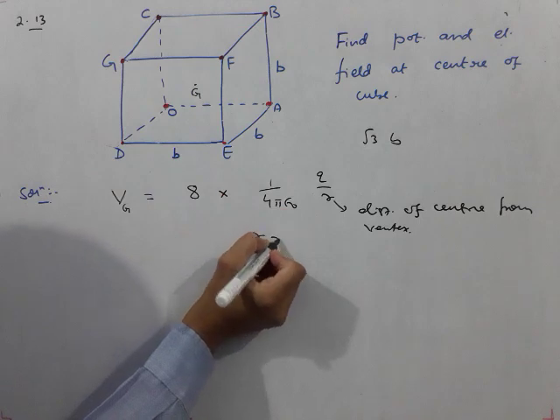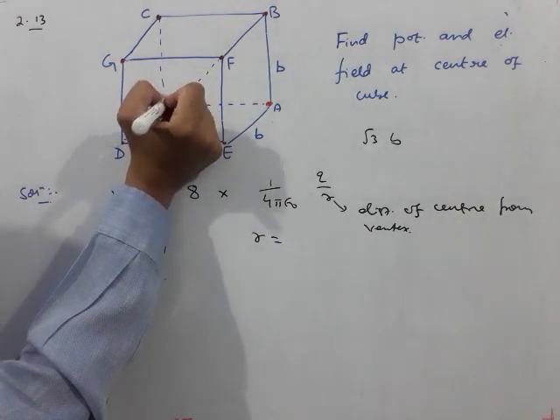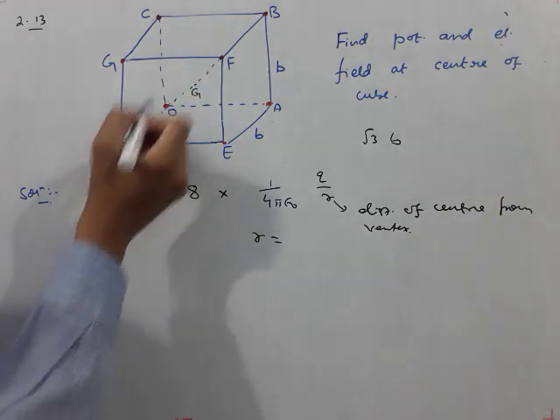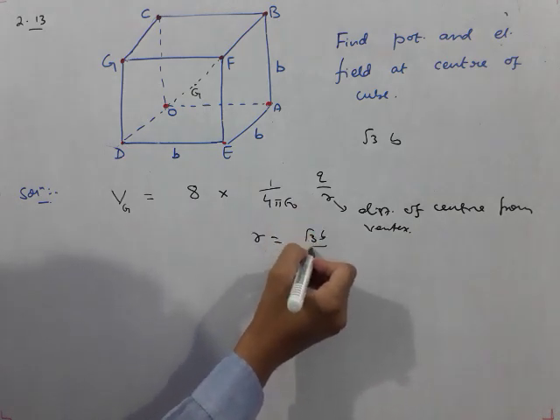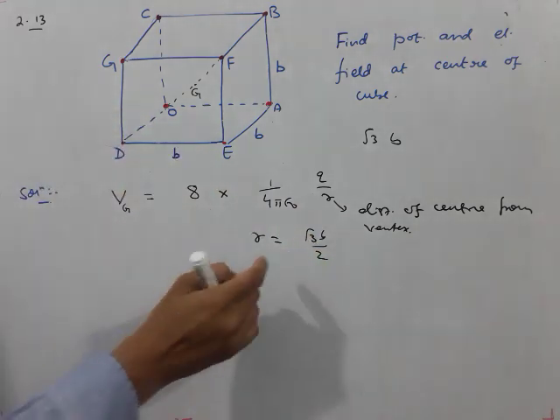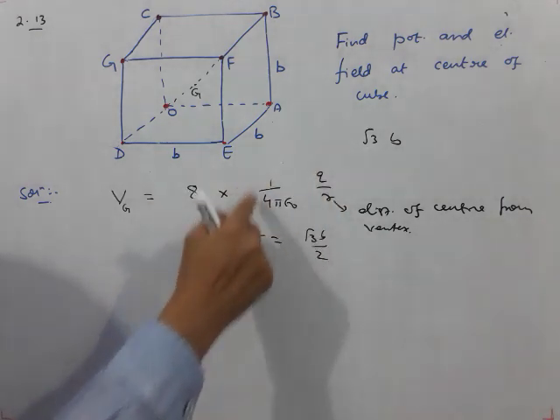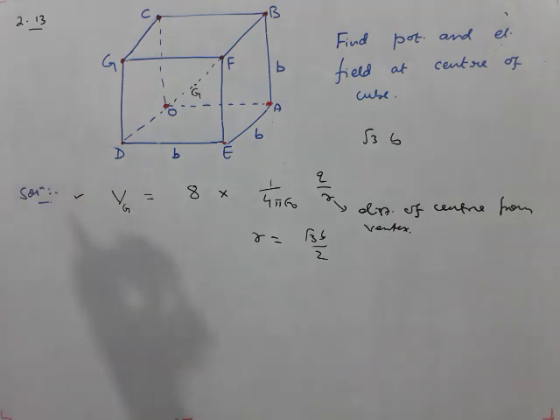So R will be half the diagonal. Diagonal is this distance from O to F or from D to B, like that. And half of that will be root 3b by 2. So this value you have to put here, and then that is the potential due to one charge. If you multiply by 8, you will get the potential due to all the charges in the entire charge distribution.